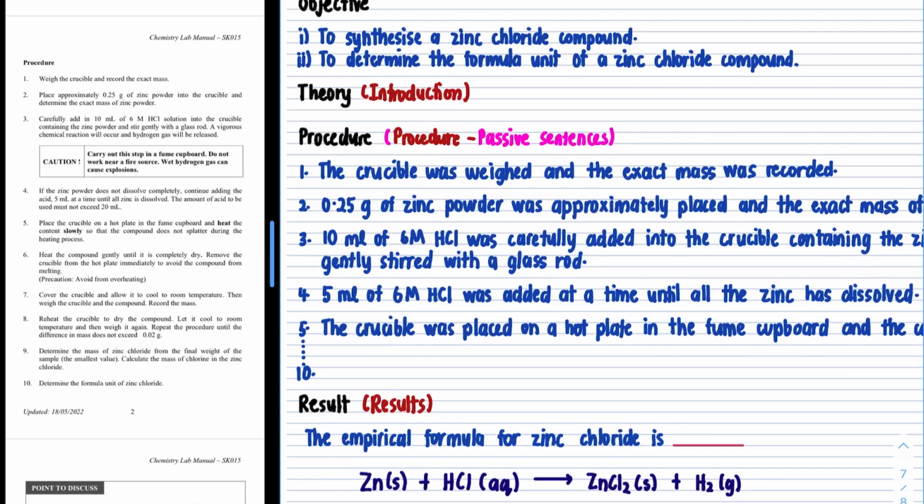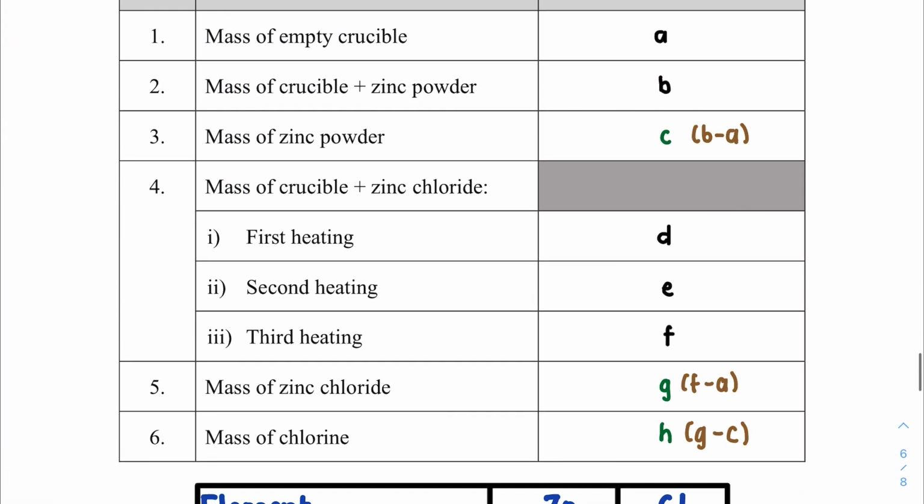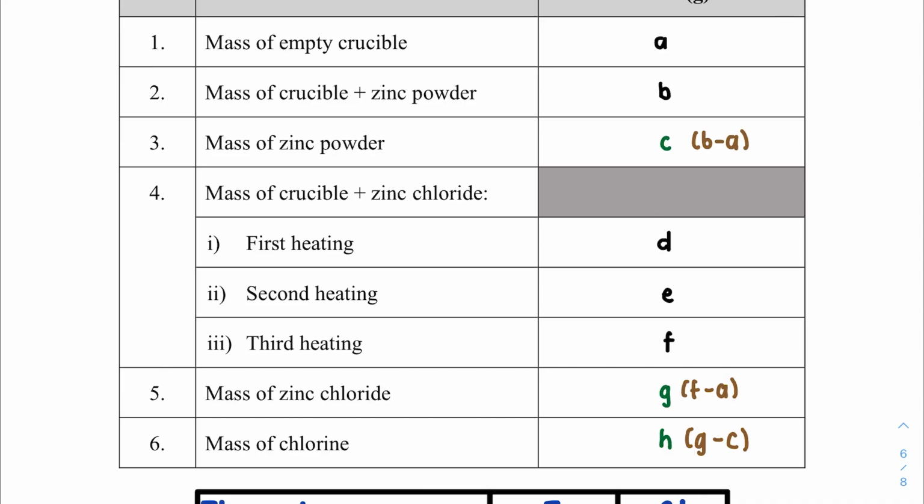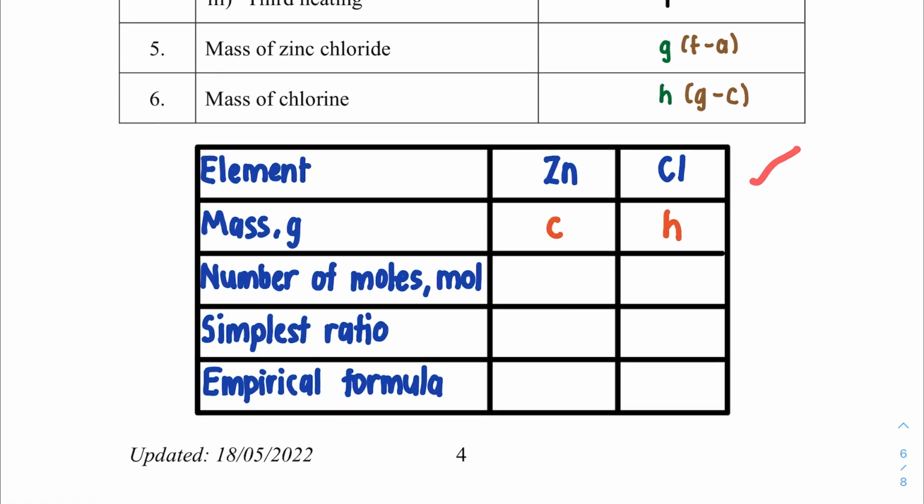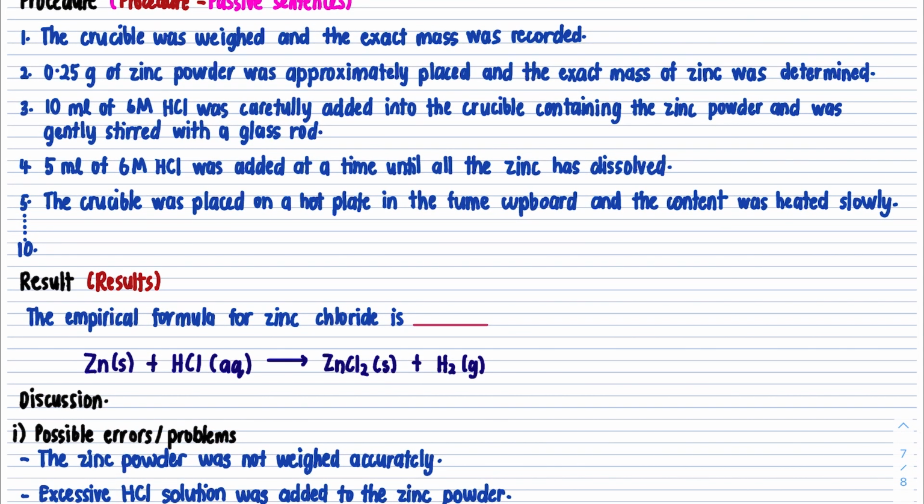Next one is the result. The result is based upon the table that you have written down beforehand. This one is your mass of the empty crucible until the mass of chlorine, and make sure you include the table for the calculation of the empirical formula of zinc chloride. You just copy and paste it into your result. And then don't forget at the end you have to write down in a sentence what the empirical formula for zinc chloride is. Supposedly, the empirical formula for zinc chloride is ZnCl2. This equation is for the reaction between our zinc solid and the HCl.